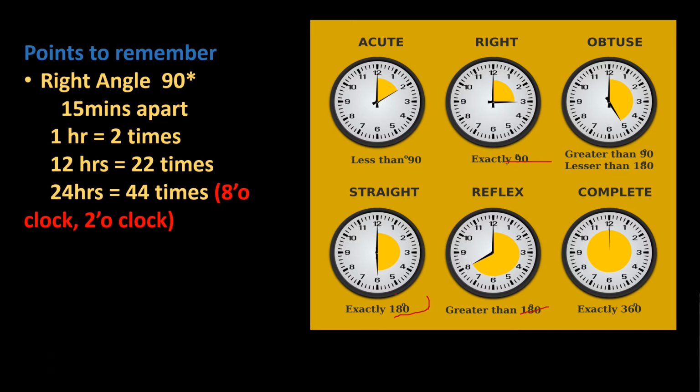The points you should remember: a right angle is equal to 90 degrees. A right angle is formed if both the hands are 15 minutes apart. In 1 hour it will happen 2 times, in 12 hours it will happen 22 times, and in 24 hours it will happen 44 times. You may ask that for 12 hours it should be 24 times, and for 24 hours it should be 48 times. But there is a logic behind this.